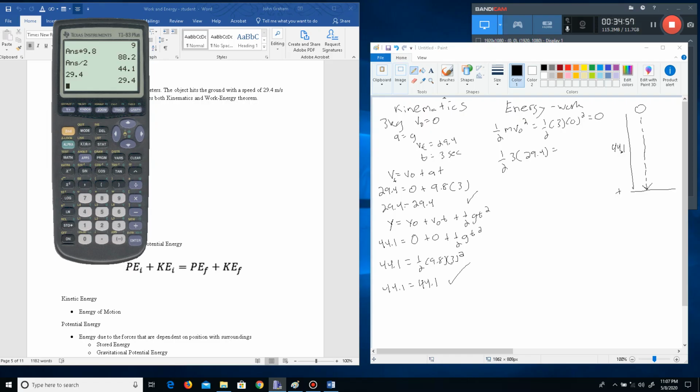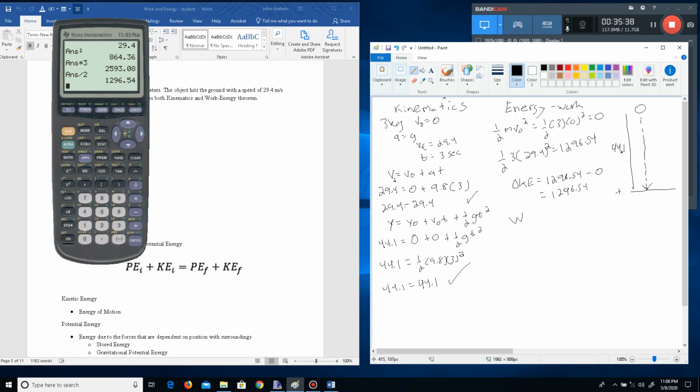That should be squared. Times 3, divided by 2. And we get 1,296.54. Okay. Now, our change in kinetic energy is going to be 1,296.54 minus 0. That'll be 1,296.54.